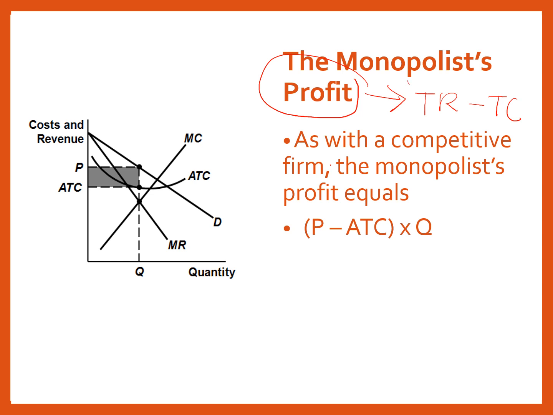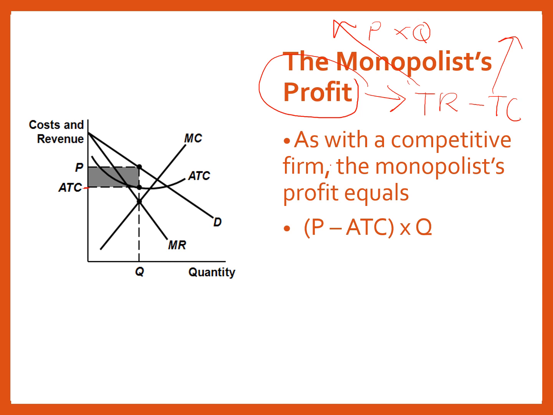So how do we find TR? TR is price times quantity. It is the same with TC, which is the value of your cost, cost times quantity. So as with competitive firms, the monopolist profit is equal to P minus ATC times the Q. So this is the P, the price, and this is the cost, the value of the total cost.